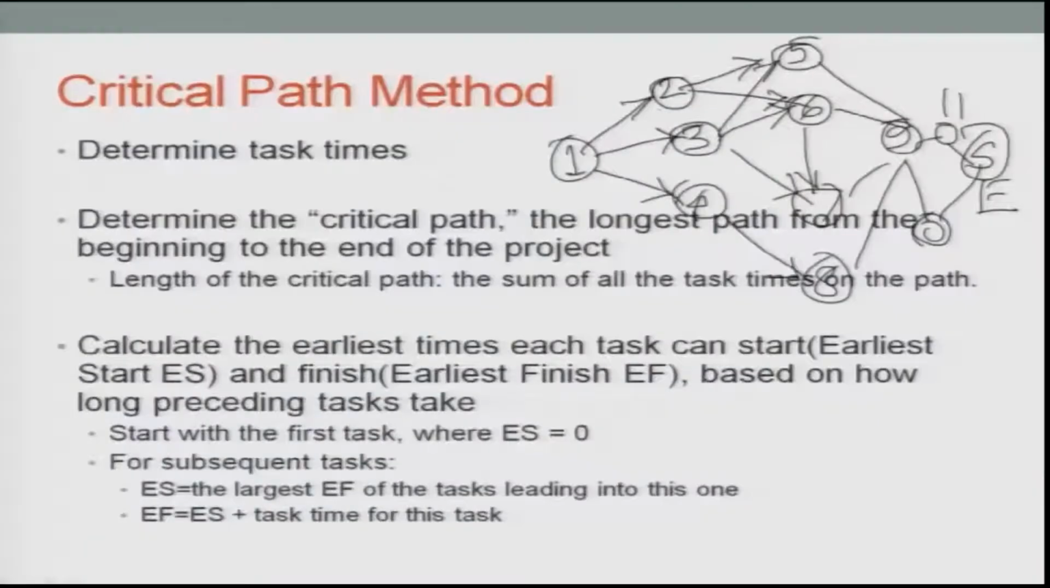Start with the first task, where the early start is 0. For subsequent tasks, you find the early start, which is the largest early finish of the tasks leading into that one, and add the time taken to do the job. You continue doing this, as I mentioned; you will have four or five different columns with all the information.